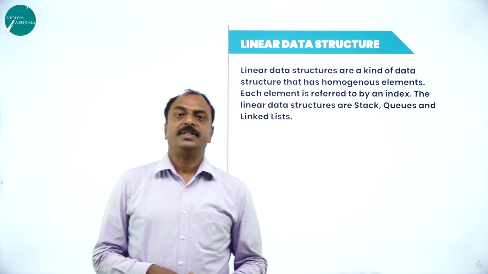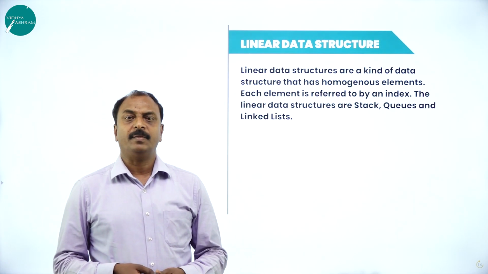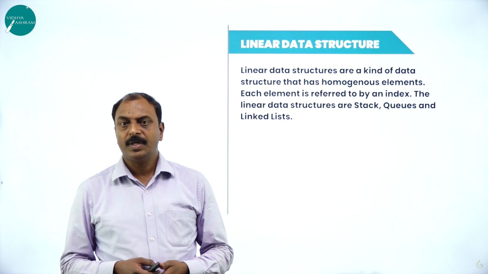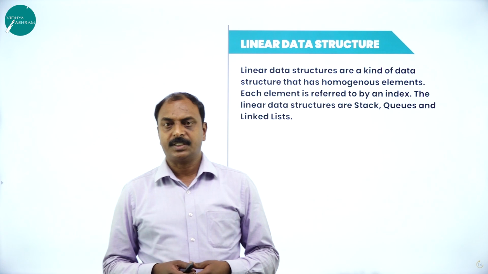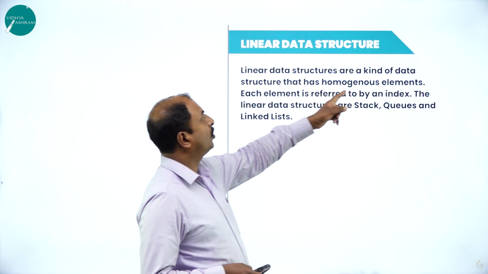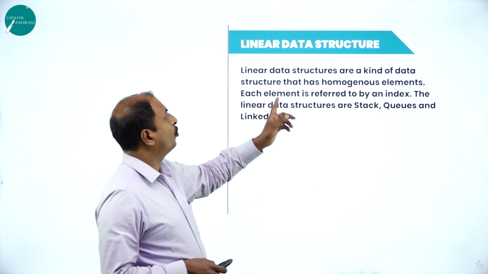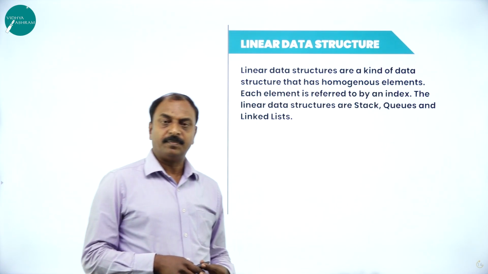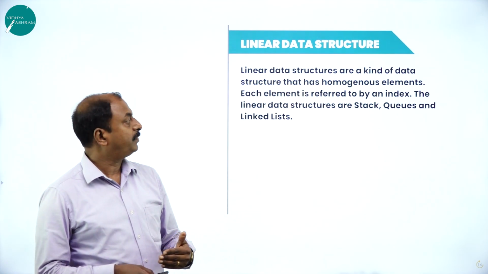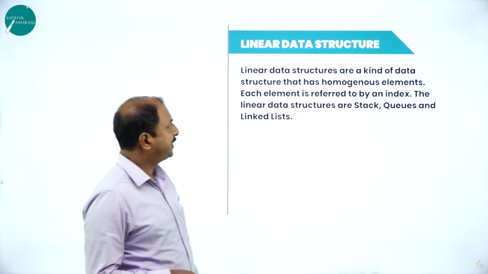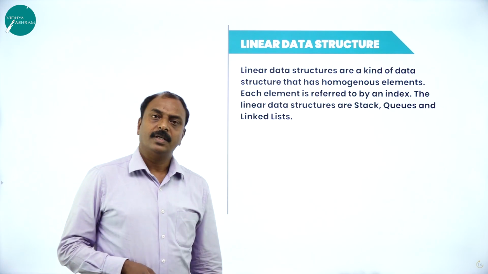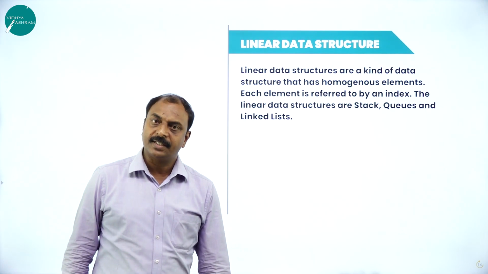For example, if it is int data type, all the elements should be of the data type int. Suppose if there is a float data type, so all the elements in a data structure must be of float data type. That is the meaning of homogeneous elements. And how do we refer to all the elements? In linear data structure, we are going to refer to all the elements by the index. Examples are stack, queues, and linked list for linear data structure.